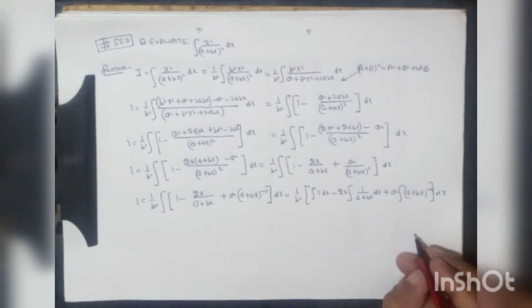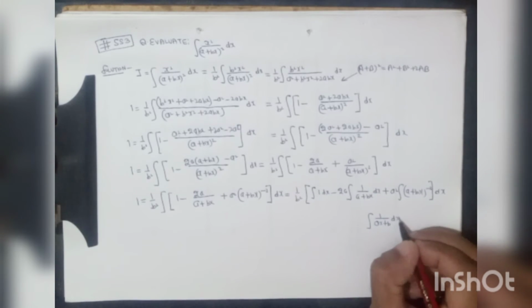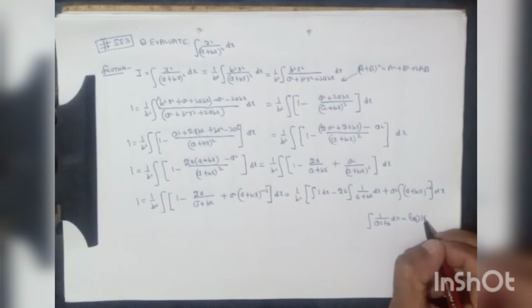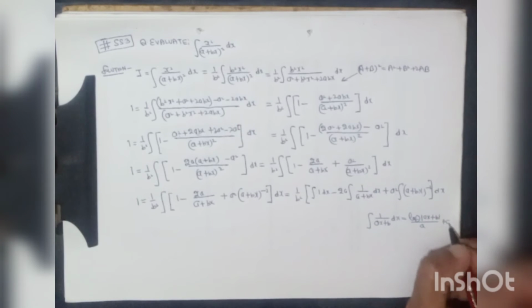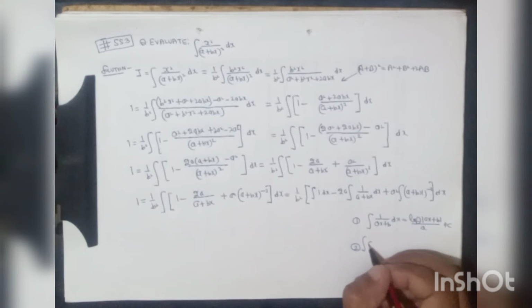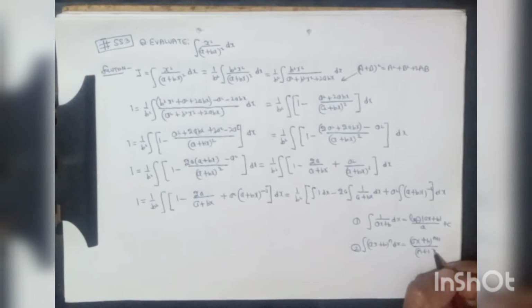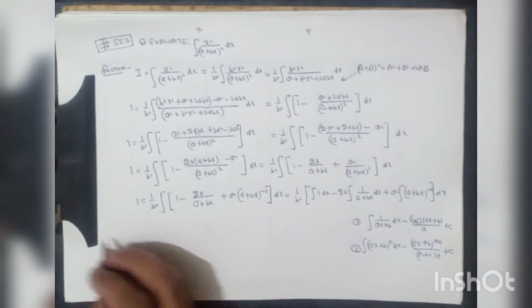Now we know formula. Integration of 1 upon (ax plus b) dx is equal to log mod (ax plus b) divided by a plus c. So we will use this formula here, and we will also use integration of (ax plus b) to the power n dx is equal to (ax plus b) to the power n plus 1 divided by (n plus 1) multiplied by a, plus c. We will use these two formulas here.